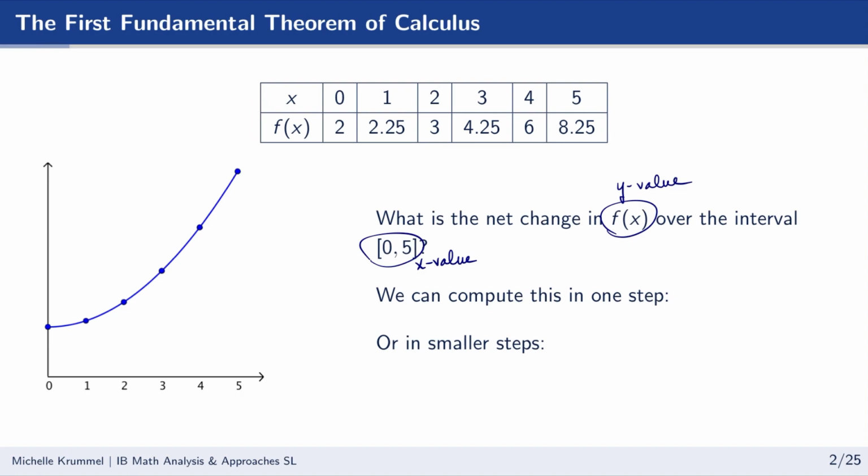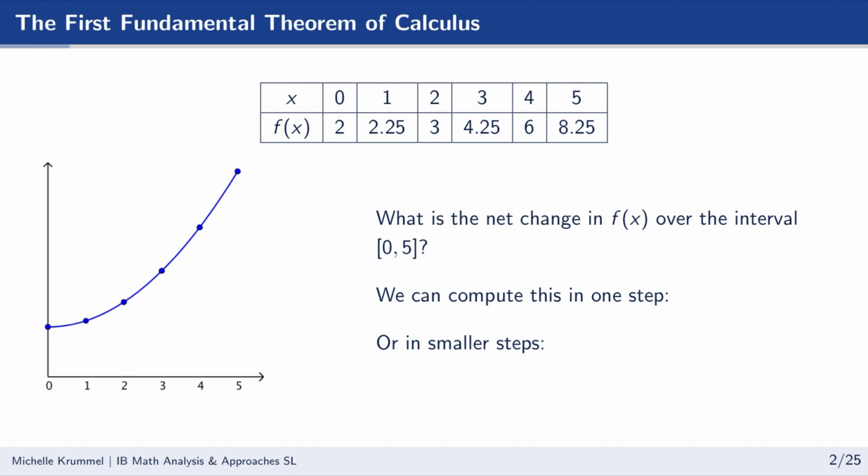So it's asking us, on this interval between x equals 0 and x equals 5, what is the overall change in the y values? In other words, the change from the initial y value to the final y value, the y value when x is 0 and the y value when x is 5. What is that overall change, that net change?